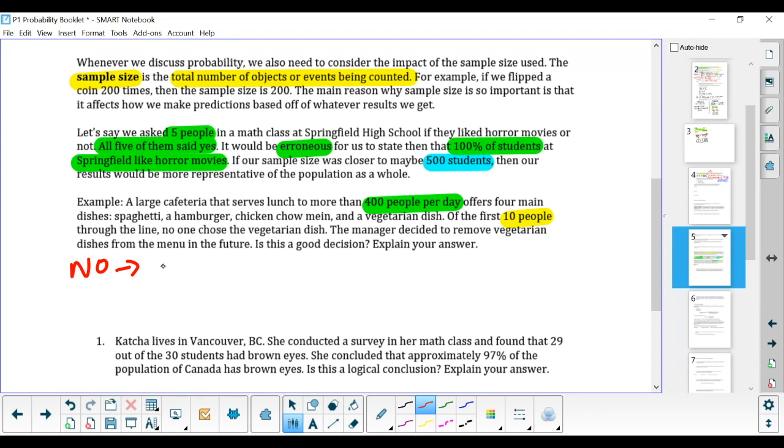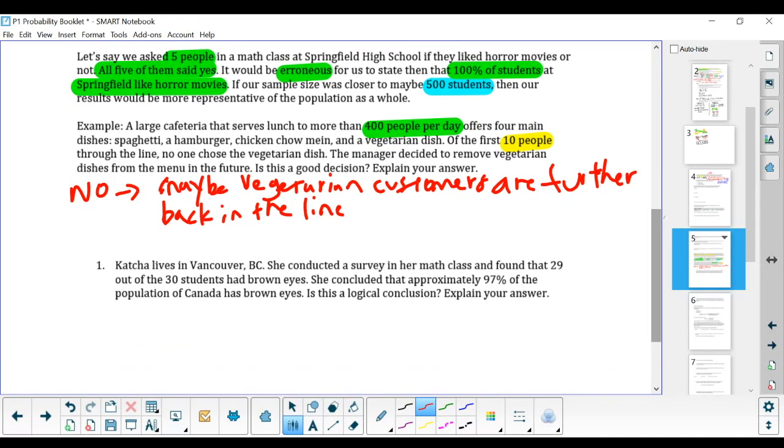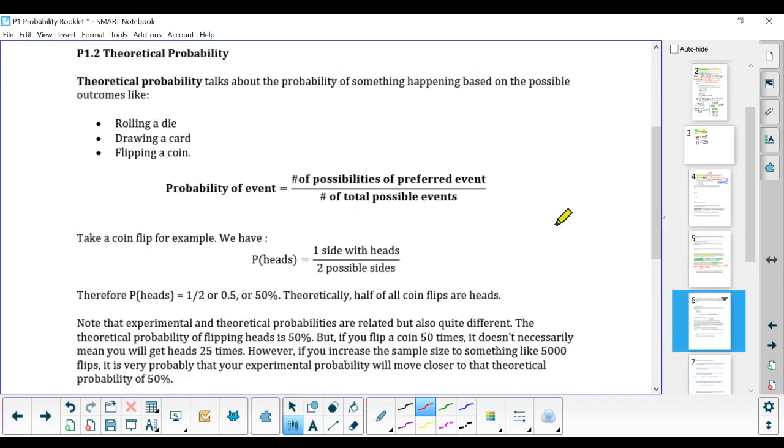Maybe the customers, or maybe vegetarian customers, are further in the lineup. So the moral behind this example is to not be so quick to judge. We'll need to do further research to determine if this is a good or a bad idea.